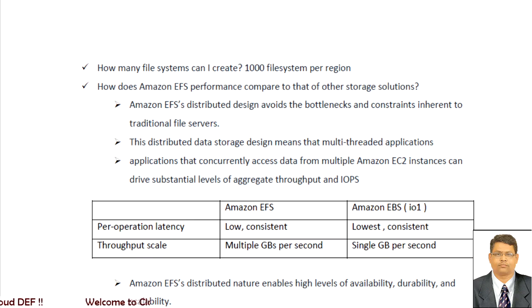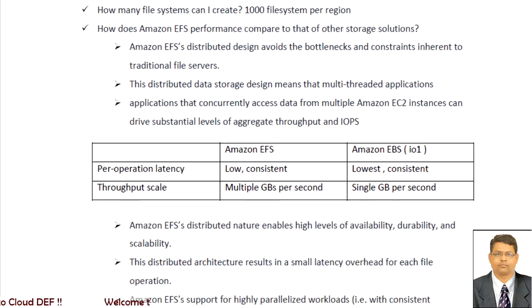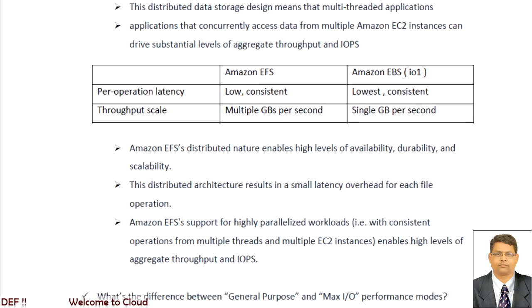How does Amazon EFS performance compare to that of other storage solutions? Amazon EFS's distributed design avoids the bottlenecks and constraints inherent to traditional file servers. This distributed data storage design means that multi-threaded applications that concurrently access data from multiple Amazon EC2 instances can drive substantial levels of aggregate throughput and IOPS. Amazon EFS versus Amazon EBS io1. Per operation latency: low, consistent versus lowest, consistent. Throughput scale: multiple GBs per second versus single GB per second.